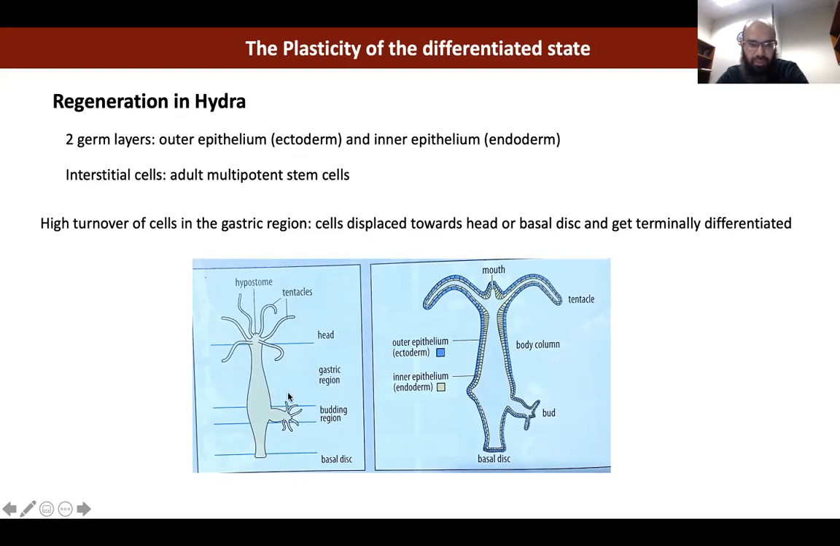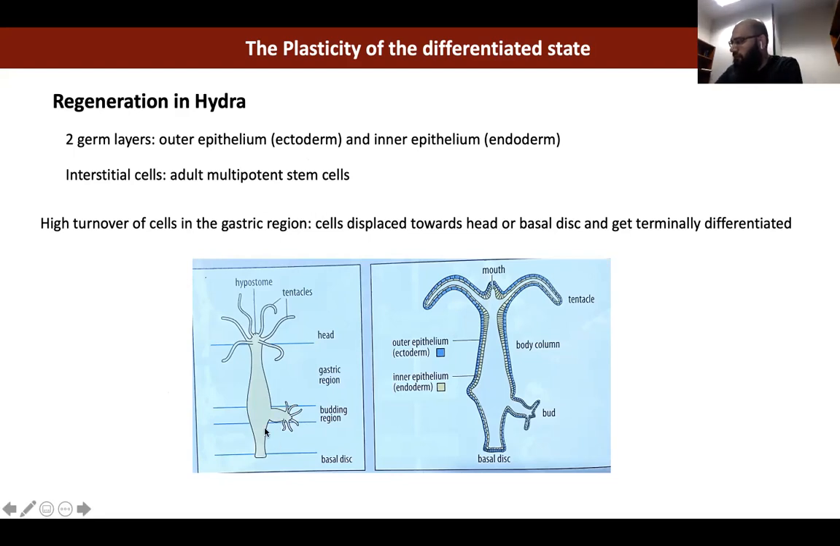If you cut the whole animal in half, these cells will not activate. But if you cut out part of it and paste it on the side, only then can this hydra grow a new head on this region.